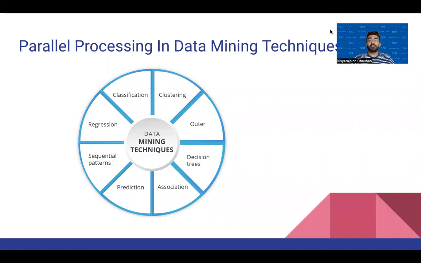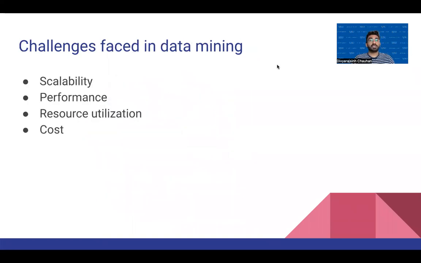Okay, so now moving on to the challenges faced in data mining. There are various challenges that are faced in data mining, which we could solve using parallel processing. One of the biggest challenges in data mining is scalability, particularly when processing large data sets. Traditional data mining algorithms can be computationally intensive and may not be able to process large data sets in a reasonable amount of time. So parallel processing can help solve this challenge by distributing the computational workload across multiple processors or machines.